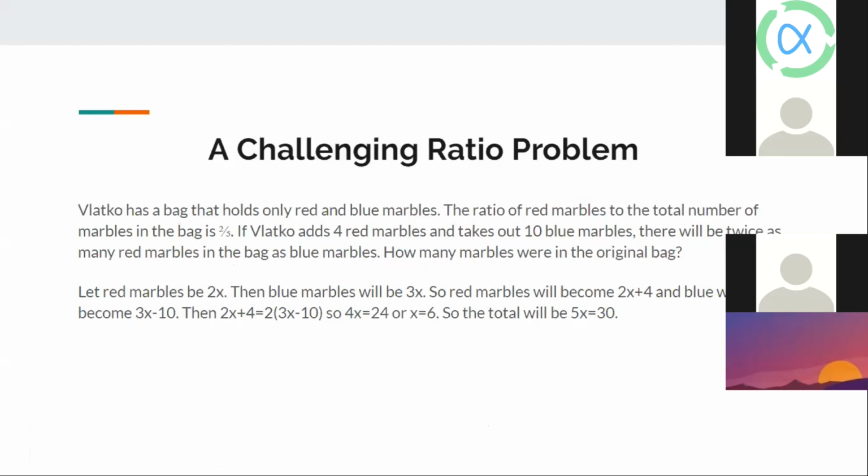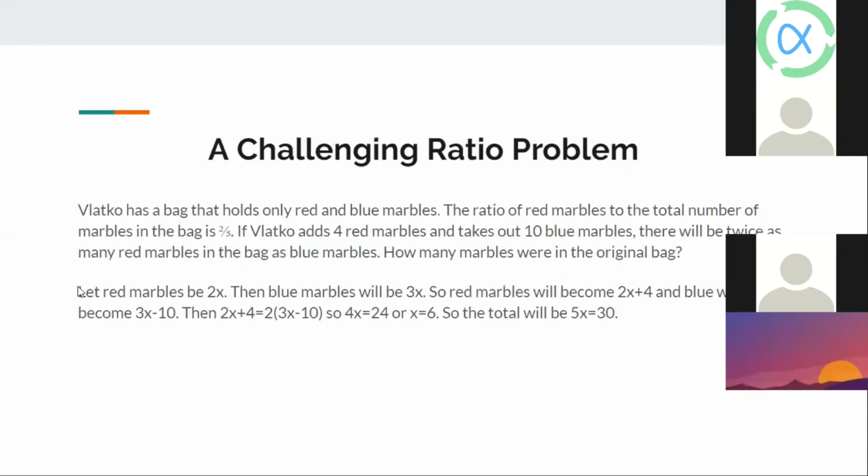Okay, so this is a little bit harder for ratios. It says Vlatko has a bag that holds only red and blue balls. The ratio of red balls to the total number of marbles in the bag is 2/5, or 2:5. If Vlatko adds 4 red marbles and takes out 10 blue marbles, there will be twice as many red marbles in the bag as blue marbles. How many marbles were in the original bag?